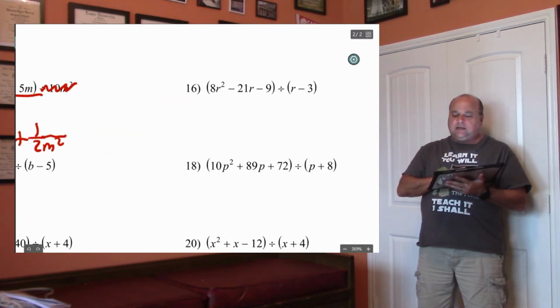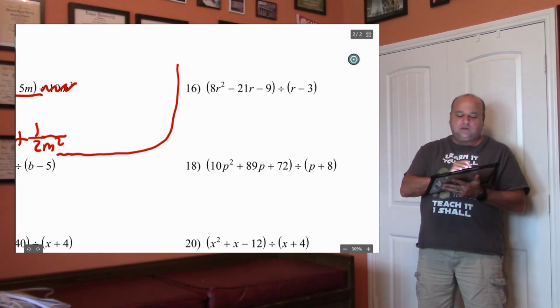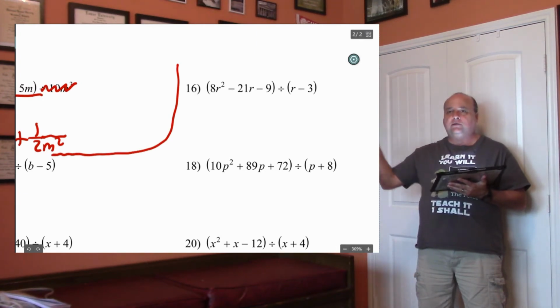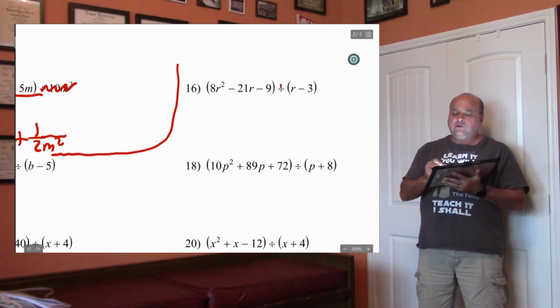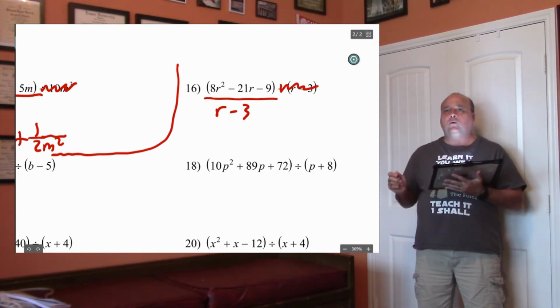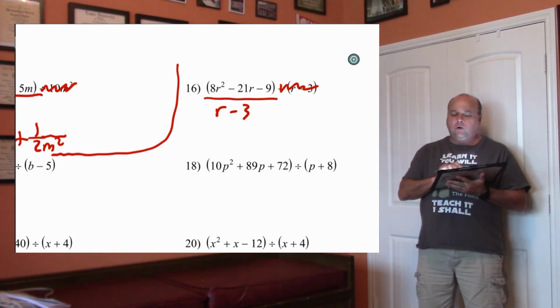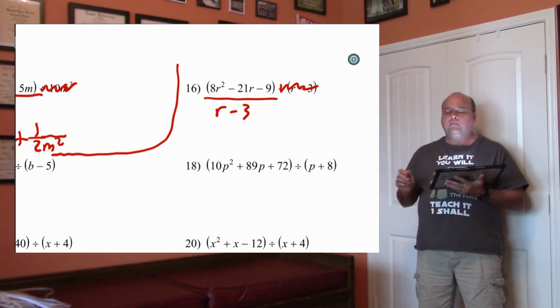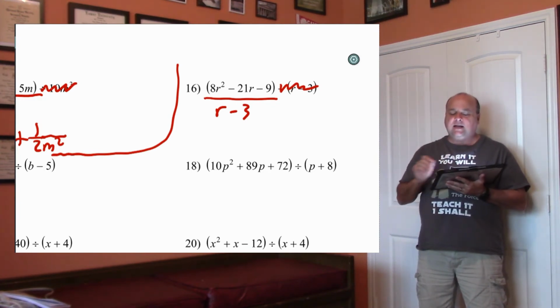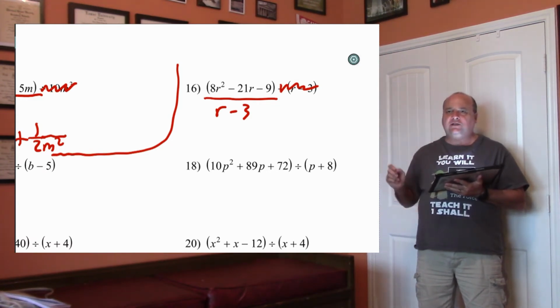Now then, once you get to here, this is where we start dividing a trinomial by a binomial. So squiggle this out and write down r minus 3 on the bottom. This is what it will look like on STAAR. So what we're going to do is factor the top part. Notice that it starts with an 8 and a 9, doesn't it? Nothing divides out of this. We can't take a GCF out.